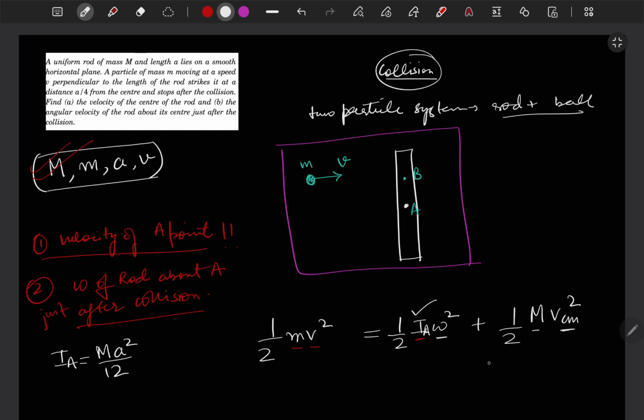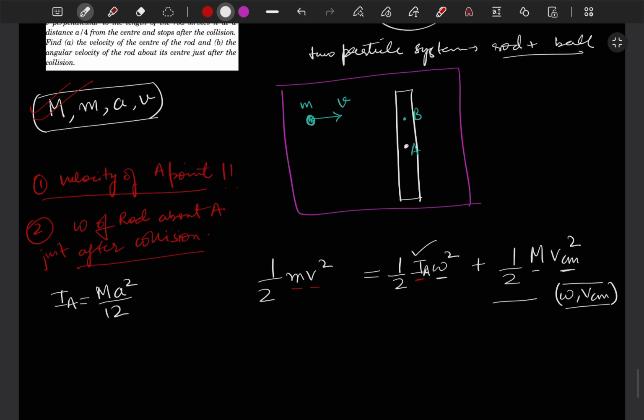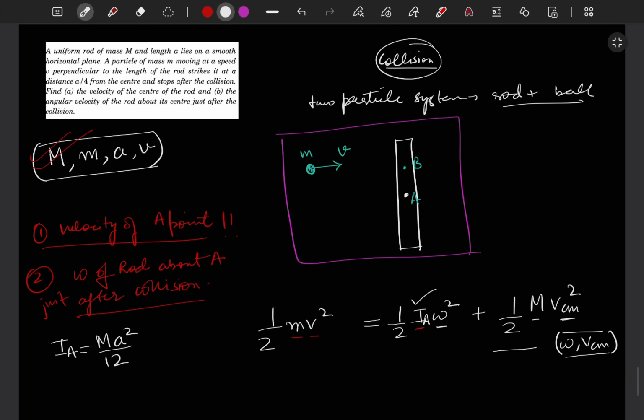So here I have an equation between omega and VCM, two unknowns. I can find a relation between these two things. Can we get another equation where we can have omega or VCM? Then the question is solved. If the approach is fine, if this concept is fine, then it works, right? And I have different ideas about it. Now, what else can I apply? If it's a two-particle system, conservation of energy works.